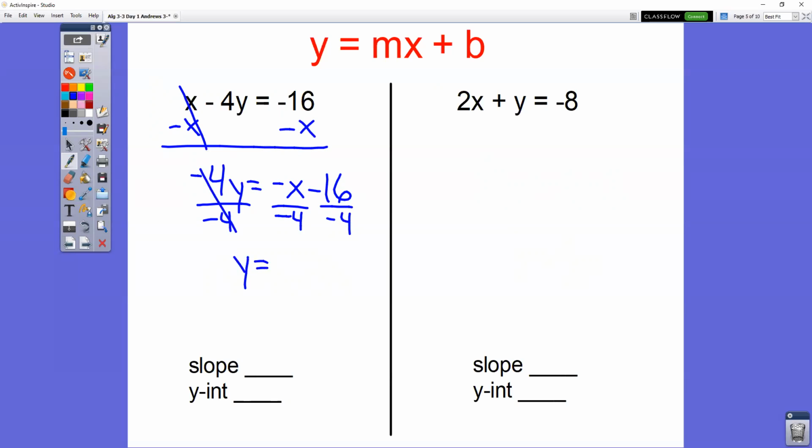Be very, very careful right here. Just like with the negative 1/2 in the previous problem, there is technically a 1 in front of that x. So this is really negative 1 divided by negative 4. Negative divided by a negative is a positive, so I can change this to be positive 1/4. Negative 16 divided by negative 4 is a positive 4, or plus 4. So my slope is 1/4 and my y-intercept is (0, 4).